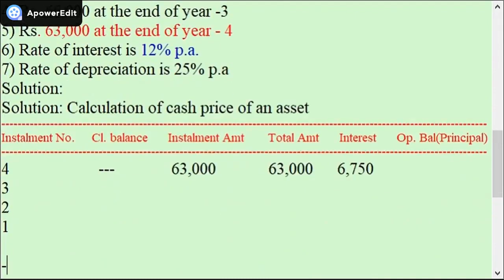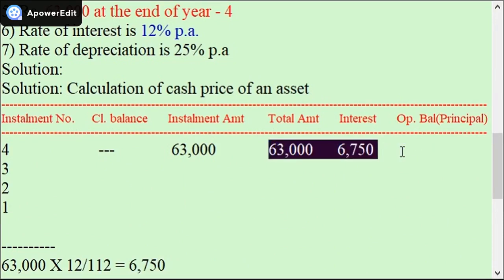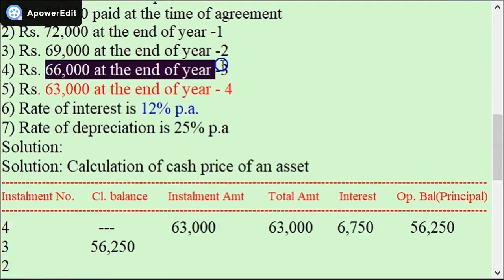That is 6,750. How did we calculate it? It is 63,000 into 12 divided by 112, that is 6,750. So the opening balance will be 63,000 minus 6,750. That gives you 56,250. That will become the closing balance at the end of third year, 56,250, and the buyer has paid the third installment of 66,000.